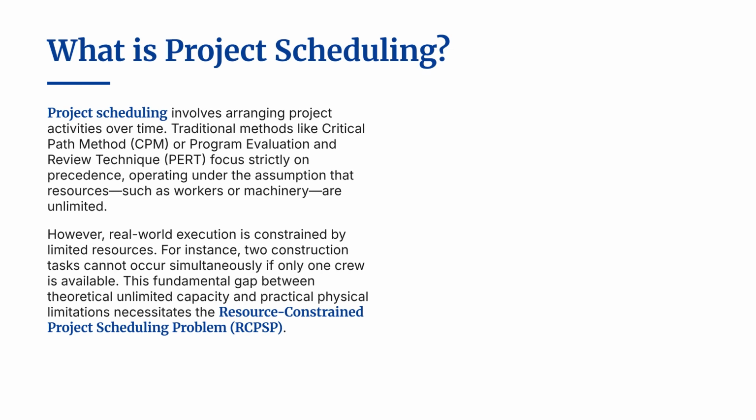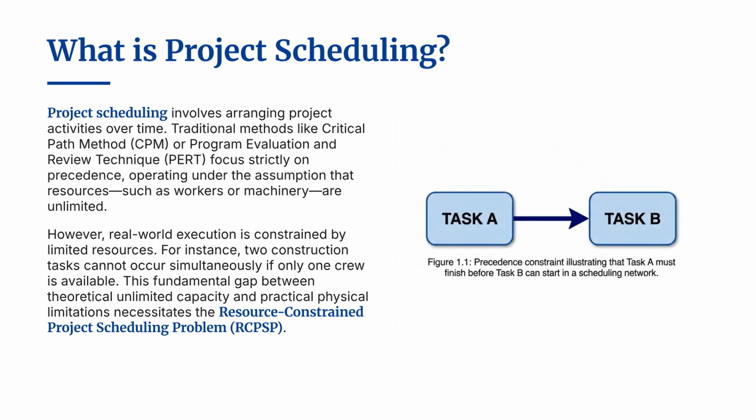Traditional project scheduling focuses almost exclusively on precedence. It asks what must happen before what. For instance, you cannot paint a wall until the drywall is installed. However, in the real world, logical order is only half the battle.